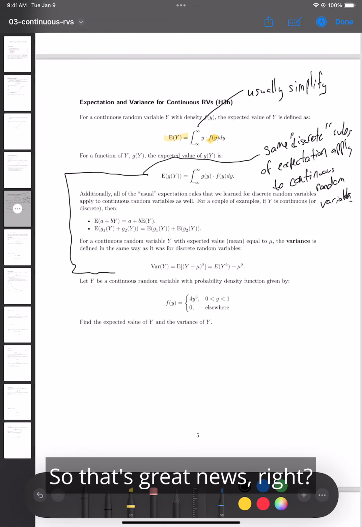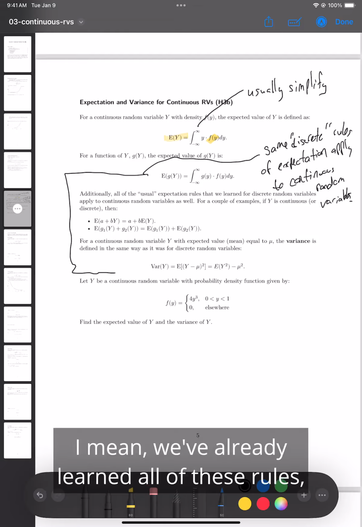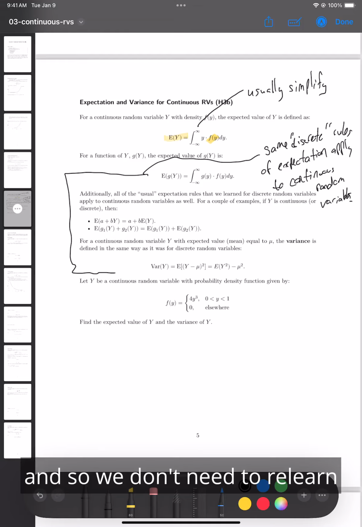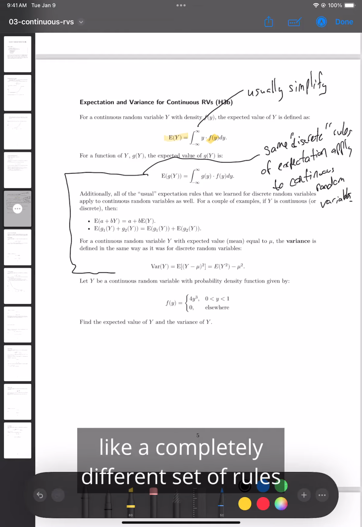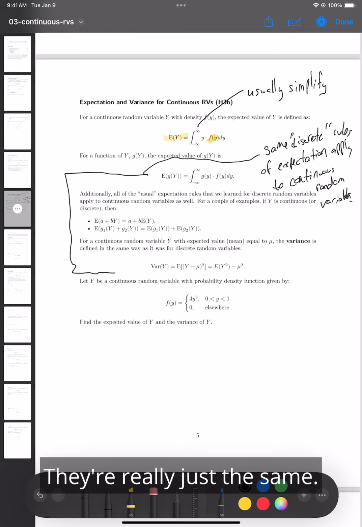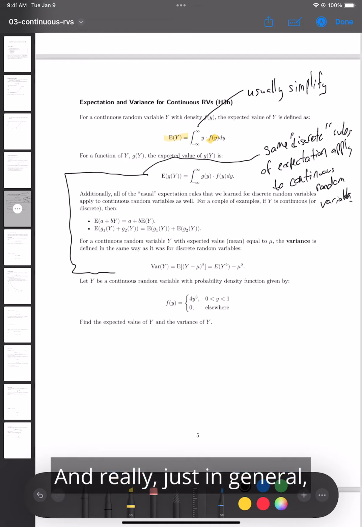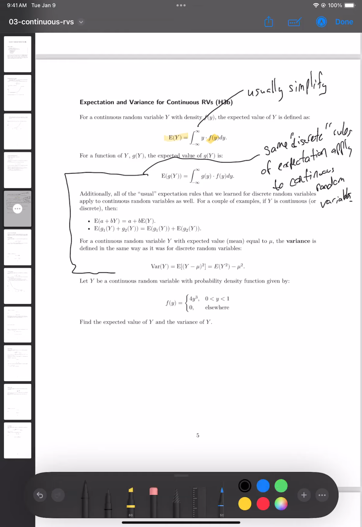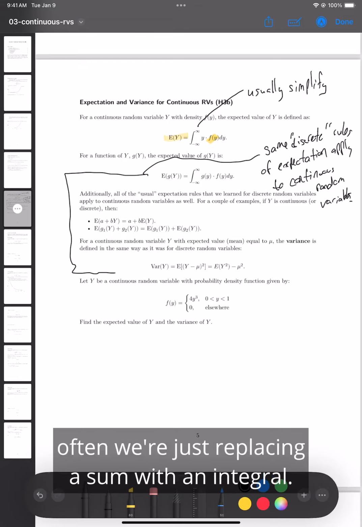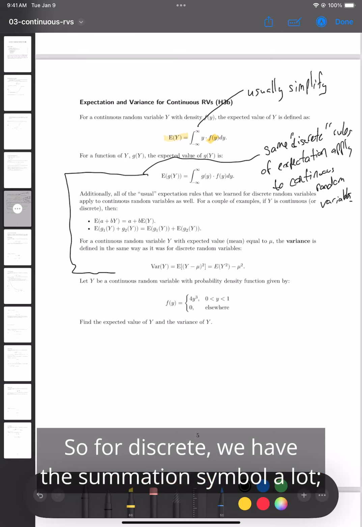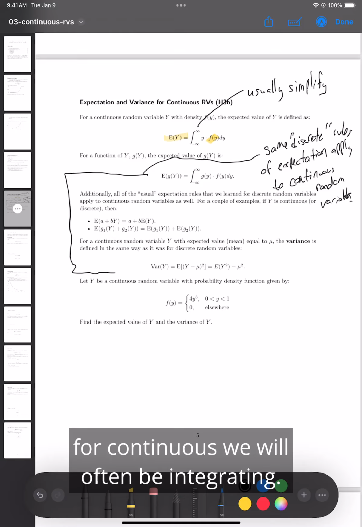So that's great news, right? We've already learned all of these rules, so we don't need to relearn a completely different set of rules for continuous random variables. They're really just the same. In general, for continuous random variables, we're often just replacing a sum with an integral. For discrete, we use the summation symbol a lot. For continuous, we will often be integrating.